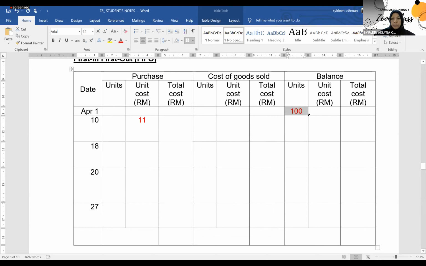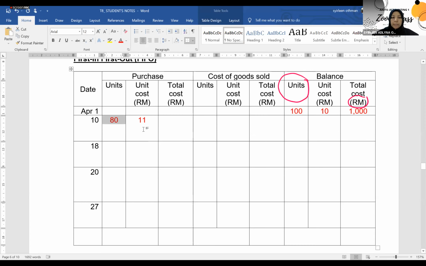Okay. Cost untuk setiap unit ialah RM10. So balance on 1st of April is 1,000. Okay. So ini value dalam unit. Yang ini value dalam RM. Alright. This is your balance ya. So balance dia terus pergi belakang lah. Okay. On the 10th, kita beli. Okay. So berapa kita beli?